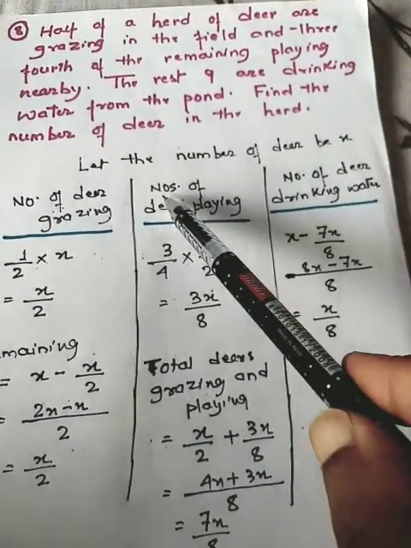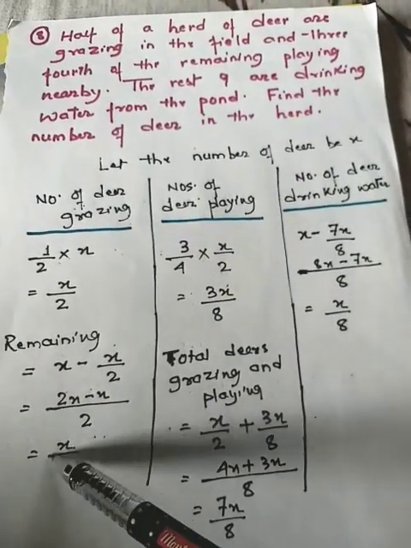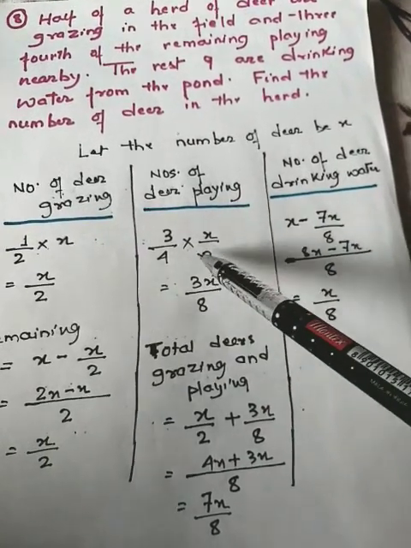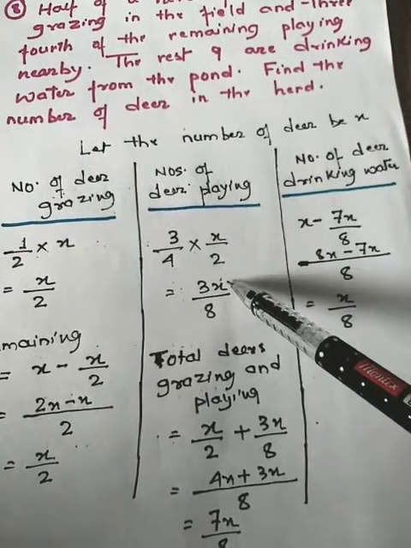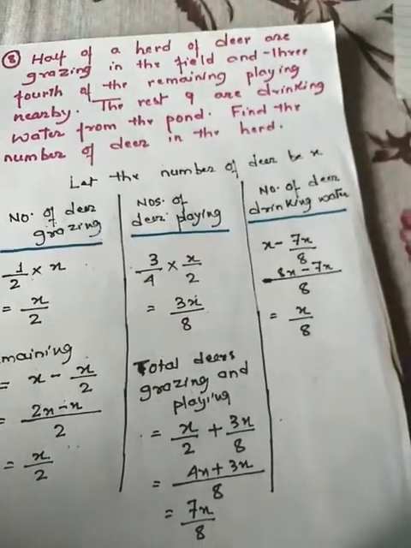So we'll see how many deer were playing. 3/4 of the remaining deer. The remaining deer is x by 2. So 3/4 of the remaining deer, after calculation we'll get 3 into x is 3x, 4 twos are 8. So 3x by 8 deer are playing.